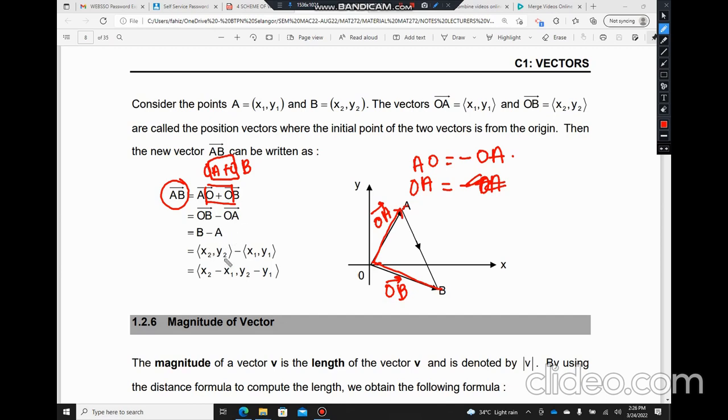So B is x2, y2 and then A x1, y1. So kita kumpul kat sini, X tolak dengan X, Y kita tolak dengan Y. So kita akan dapat new vector which is AB. Okay.